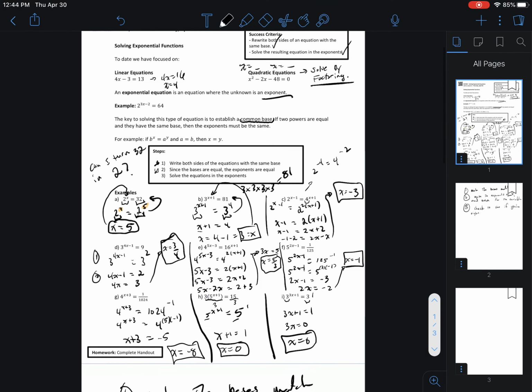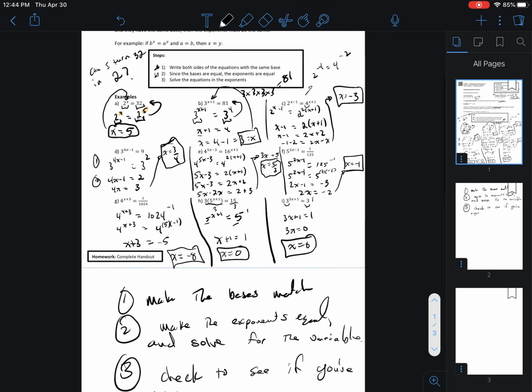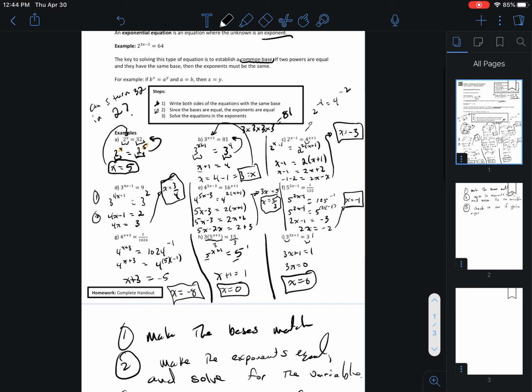Okay. That's it, guys. Kind of a fun solving method. Could be a little bit tricky sometimes, but overall, probably one of the more satisfying solving methods that we have.